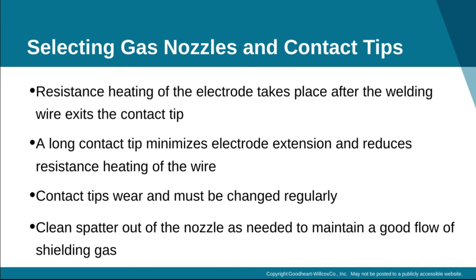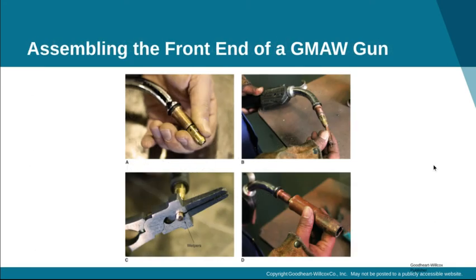Contact tips wear and must be changed regularly. Clean spatter out of the nozzles as needed to maintain good flow of shielding gas, which you'll see as you start welding and it starts spattering, and it'll just kind of collect on the inside of your gas nozzle. So just clean that. It's relatively easy, simple, pretty quick.